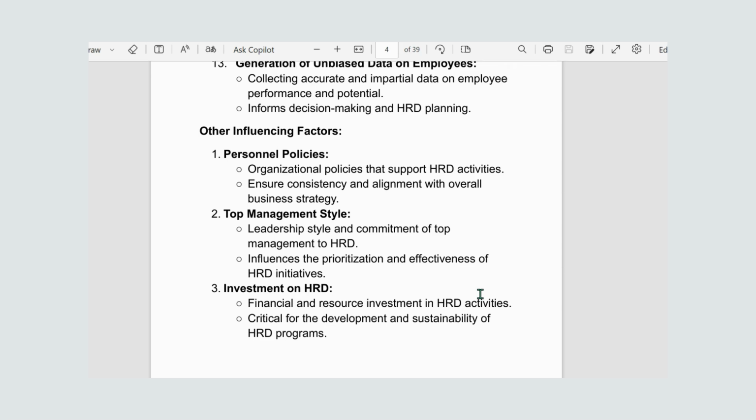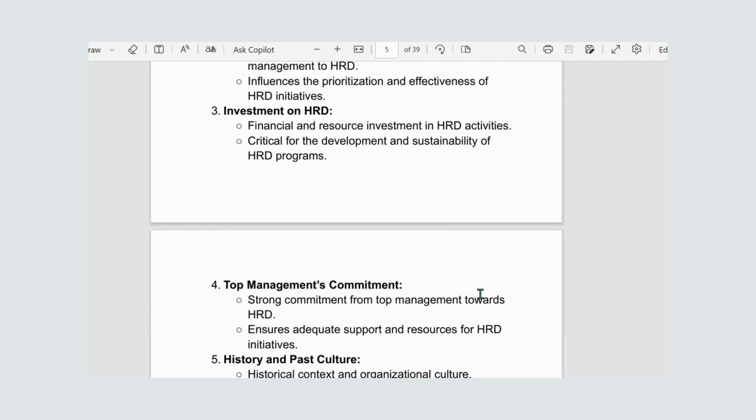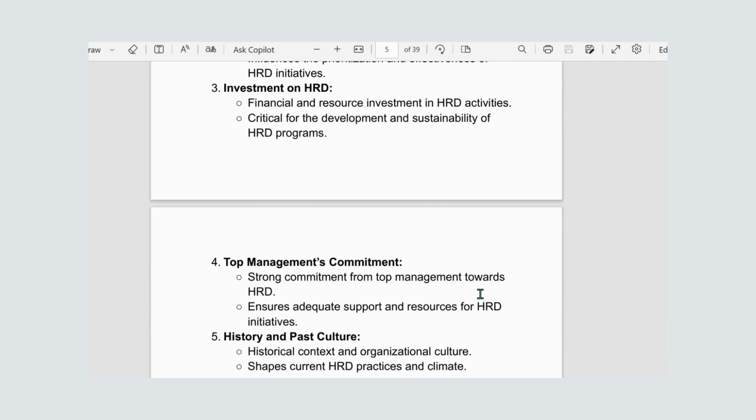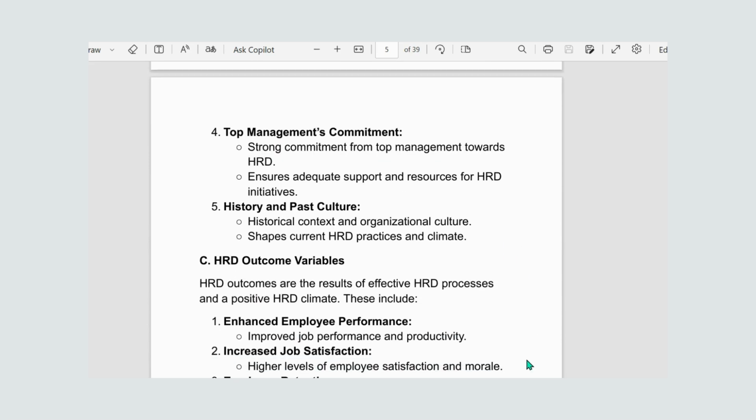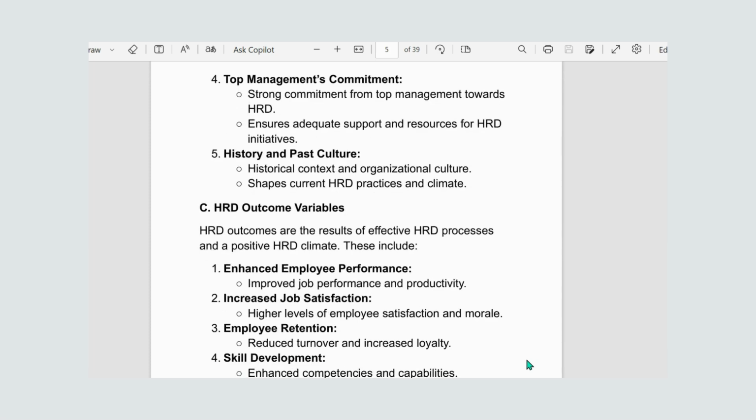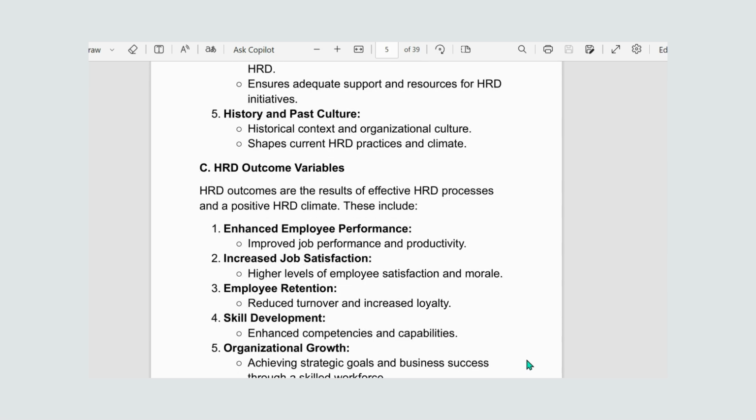Then come the investments in HRD. Also the top management commitment, the strong commitment from the top management towards HRD. It ensures adequate support and resources for HRD initiatives. Also, history and past culture are included here. Then HRD outcome variables. What are HRD outcomes? They are the result of effective HRD processes and a positive HRD climate. This can include increased job satisfaction, employee retention, improved employee performance, skill development of the employees, or altogether organizational growth.